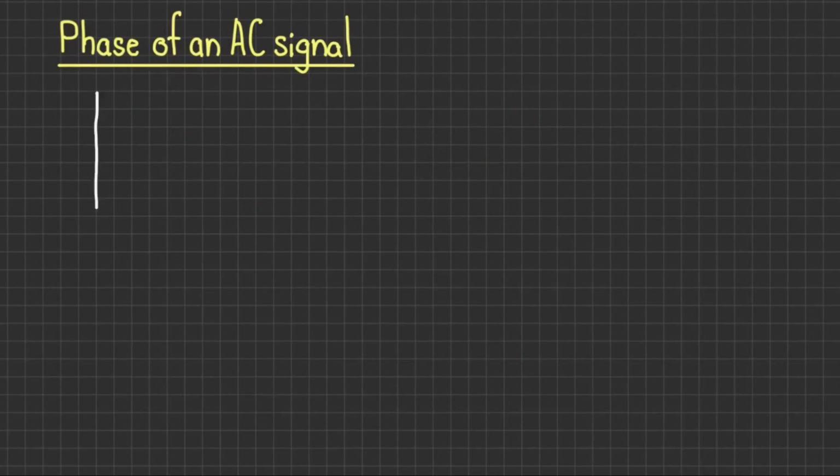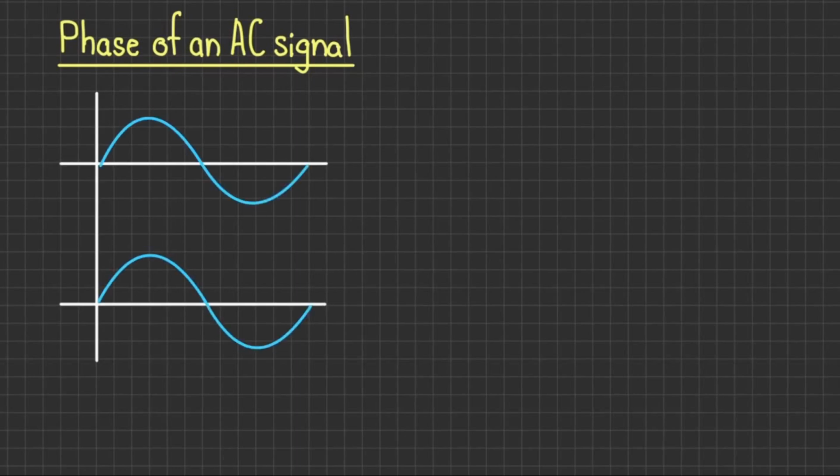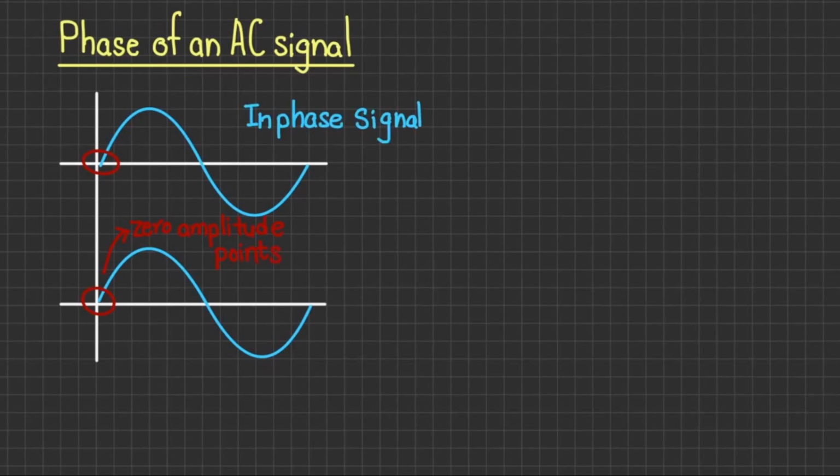Finally, let's clarify the phase characteristics of an AC signal. Think of phase as the timing or synchronization of different AC signals. Let's draw two AC waveforms. When two AC waves of the same frequency have their 0 points occurring at the same time, they are said to be in phase or in sync, like dancers moving to the same beat. But what happens when they are out of sync?